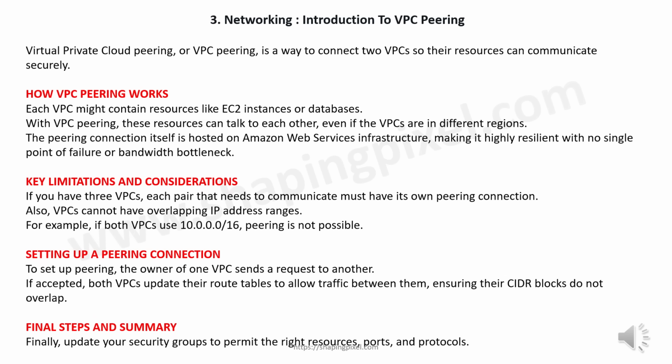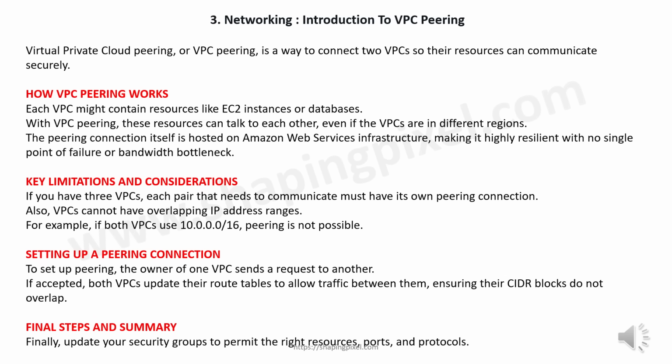The peering connection itself is hosted on Amazon Web Services infrastructure, making it highly resilient with no single point of failure or bandwidth bottleneck. VPC peering is always a one-to-one connection. If you have 3 VPCs, each pair that needs to communicate must have its own peering connection.